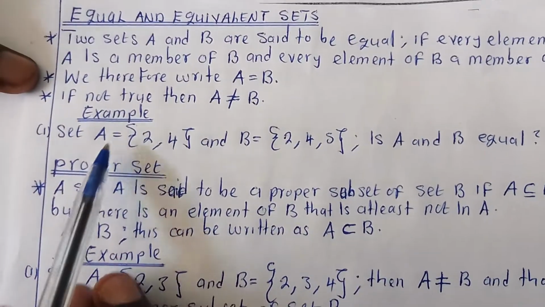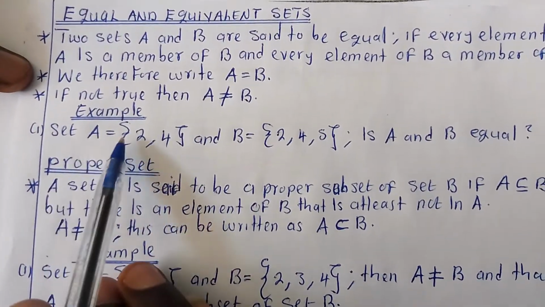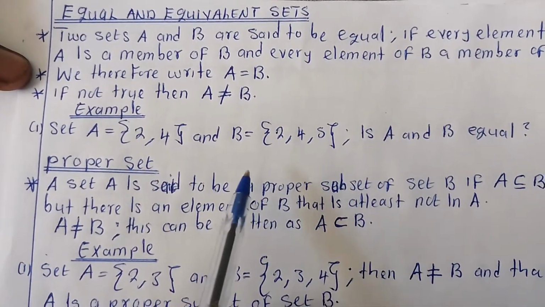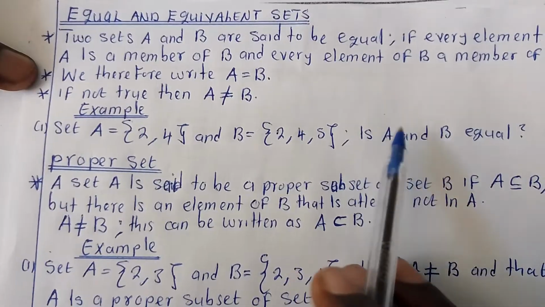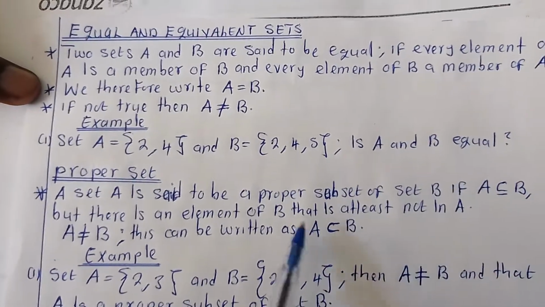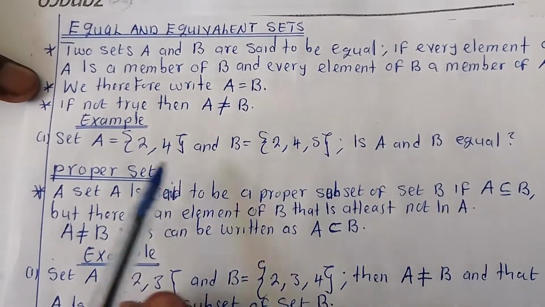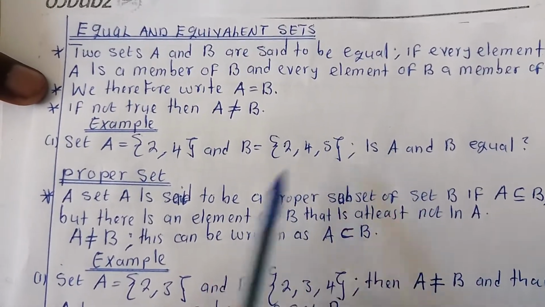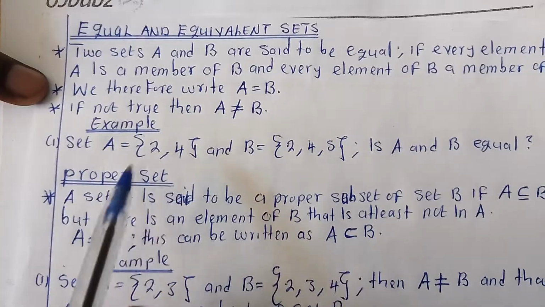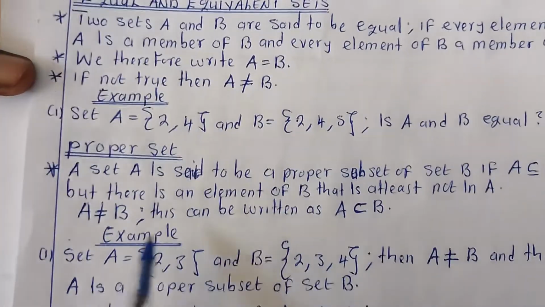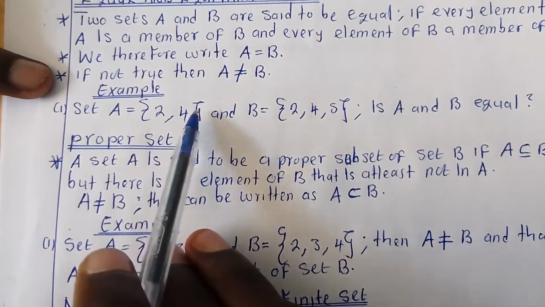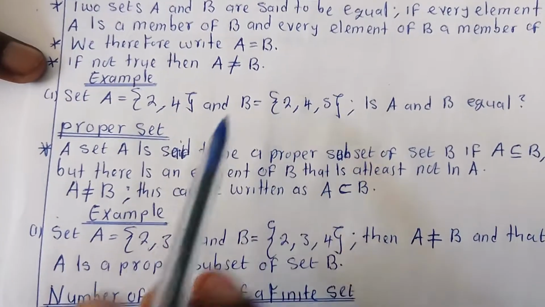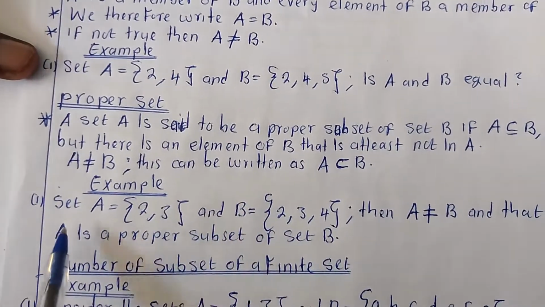Now we've got an example. Set A is equal to {2, 4}, and set B is equal to this. Now the question is: are A and B equal? They are not equal. Why? Because we have a 5 in set B, but we don't have 5 in set A. Therefore, these two are not equal.